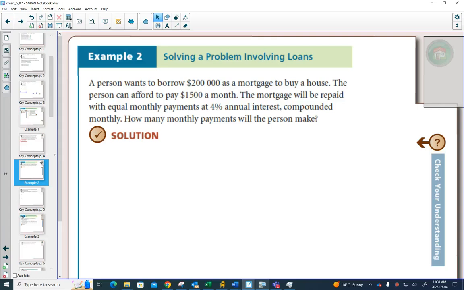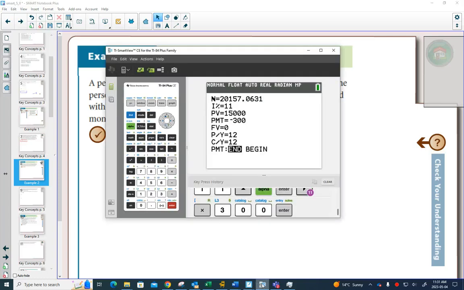So what we're going to do is use our calculator to save us some time. We don't know how many months. We know the interest rate is 4%. The loan is valued at $200,000. We can afford to pay $1,500 per month. The future value, since we don't want to owe anything left on our house, will be 0. Payments are monthly, compounded monthly.